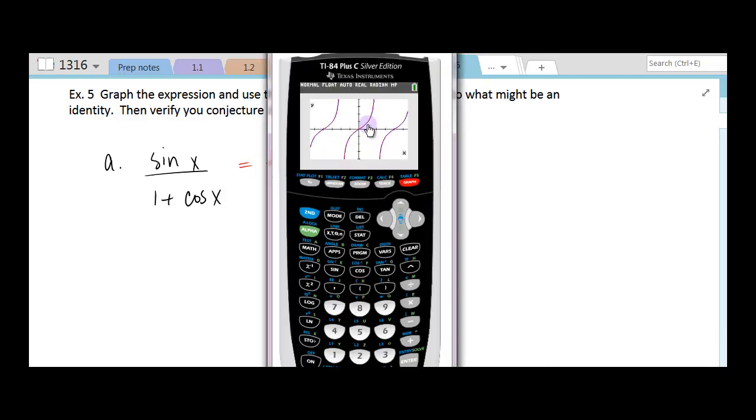Now why is that important to you? Maybe it's important because if I'm given something that looks like this and I want to apply an identity, but I don't know what identity I might use, maybe I want to plug it into my calculator and see if I can quickly come up with an identity to then use in another form. So that's an idea of why you might want to use that.